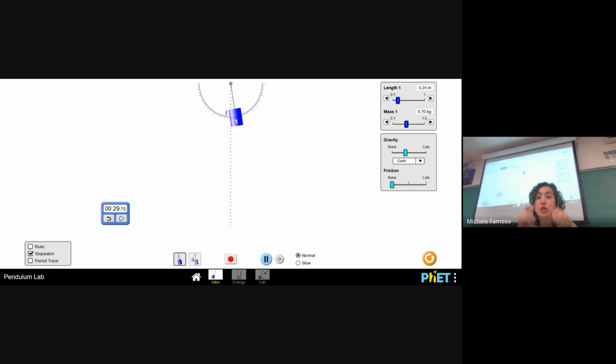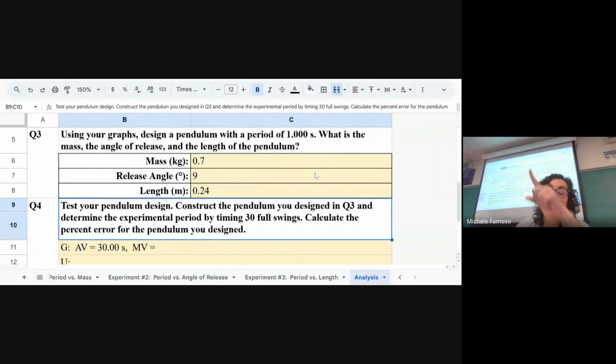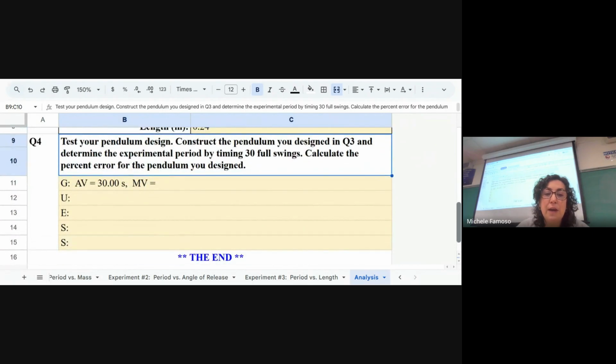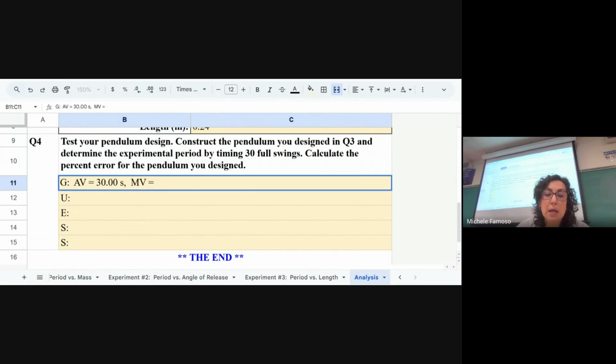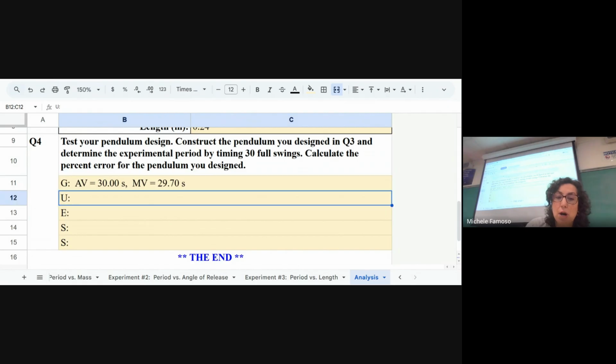What I now want you to do with that time, go back to your Google Sheet. The time you just measured, I want you to put that in for the MV, the measured value in question 4. 29.70 seconds. Make sure you follow it with a unit. So we're now going to do a percent error calculation in question 4, where the accepted value was 30.00 seconds and the measured value is 29.70 seconds.